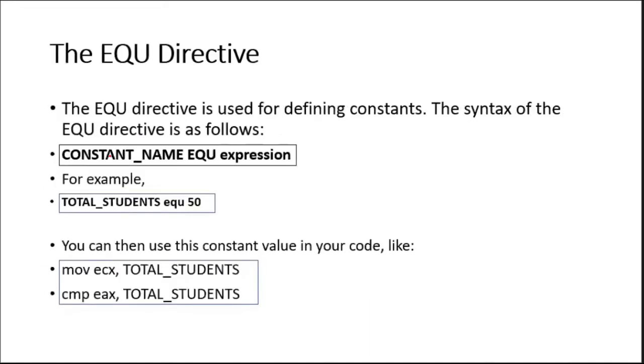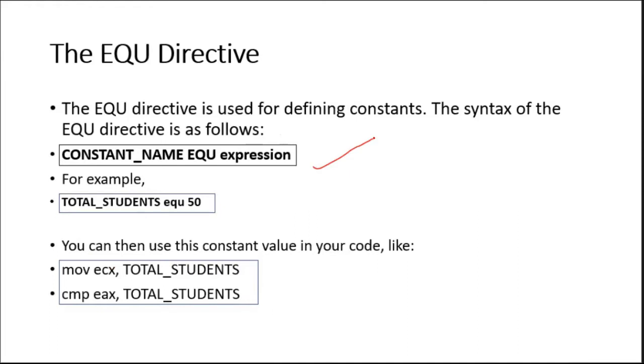The first one is the EQU directive, you already know, okay? And then the syntax is here. You just give the constant name, or you can call it a variable if you want, but the constant name. Then you give the EQU and then the expression. So for example, you can have total students EQU 50.